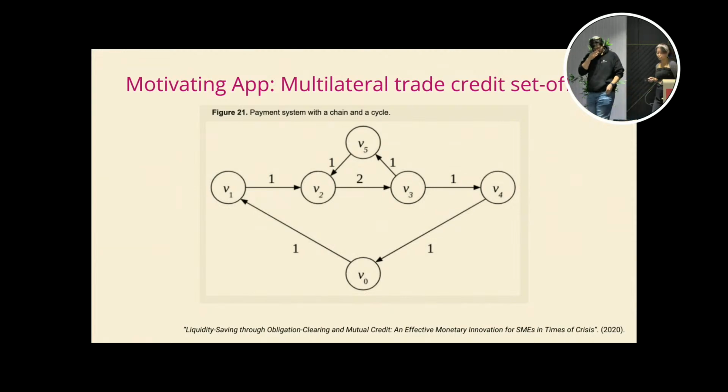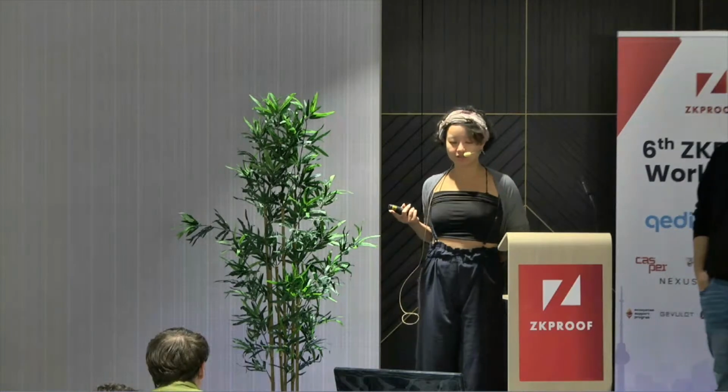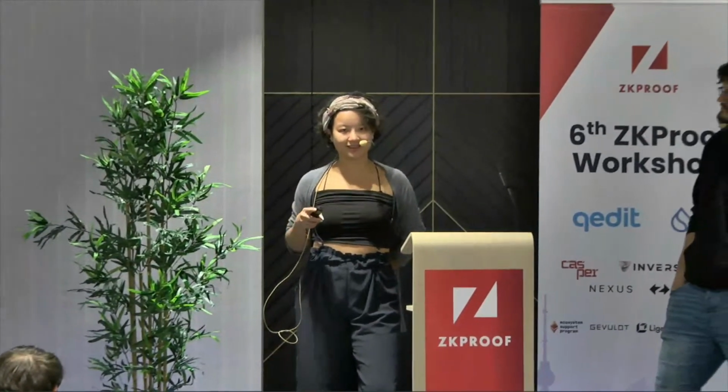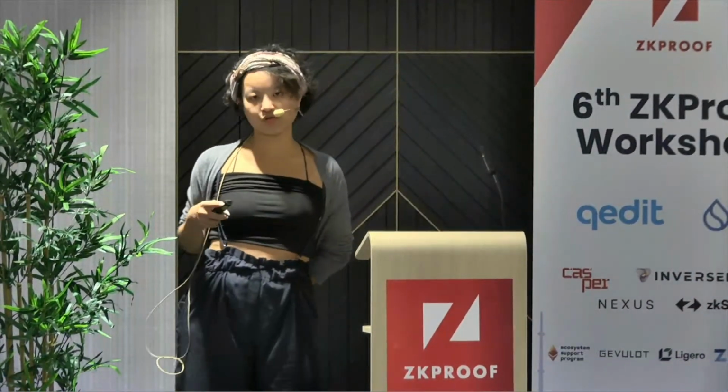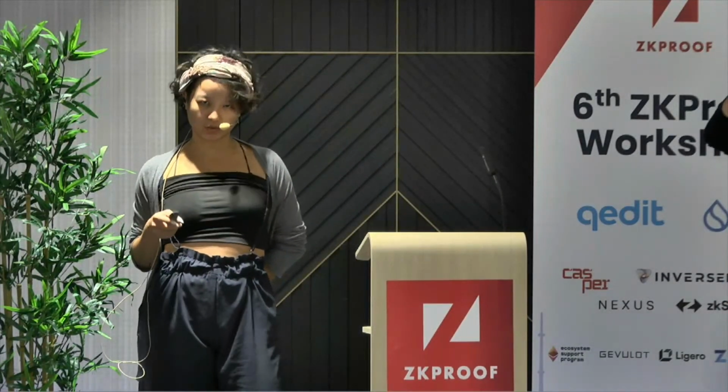Yeah, so let's make this concrete by going through two motivating applications that capture the dynamic that we're interested in. The first is MTCS. This is basically a system for finding internal debt cycles within a graph of liquidity and offsetting them without the need to seek outside sources of liquidity.